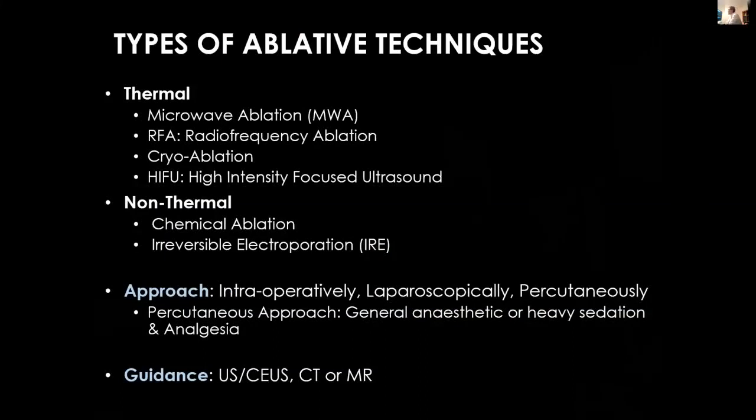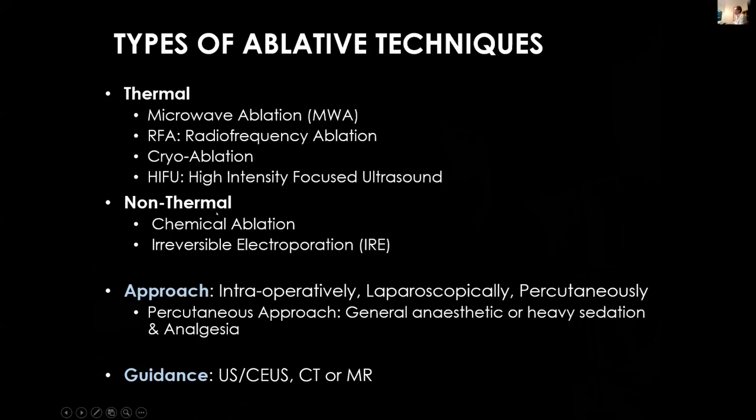First of all, let's talk about the different types of ablation. It's largely classified into two, thermal and non-thermal. The thermal ones are the classic microwave ablation or radiofrequency ablation. There's also cryoablation, which is freezing the tumor, or using HIFU to actually burn the tumor. But I'm going to talk mostly about microwave and RFA as they are more commonly used in practice.